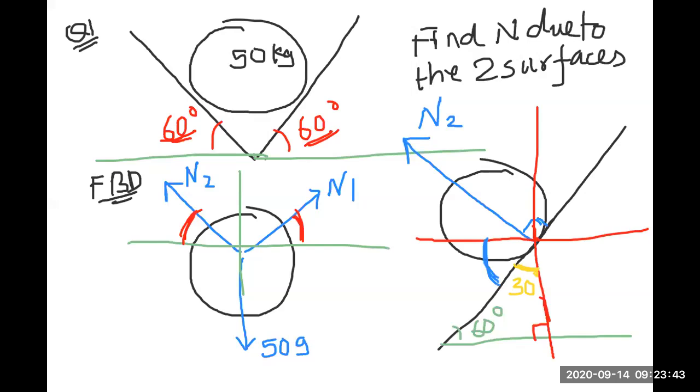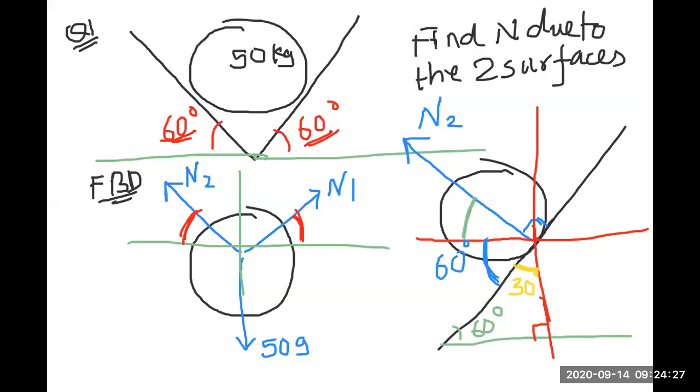So the blue angle is the angle between the red line and the black line, and we know that the two red lines are perpendicular to each other. Therefore, the angle between them is 90 degrees, and the angle between the red line and the black line is 30 degrees. Therefore, this blue angle must be 60 degrees. Okay, and now can anybody tell me this green angle?